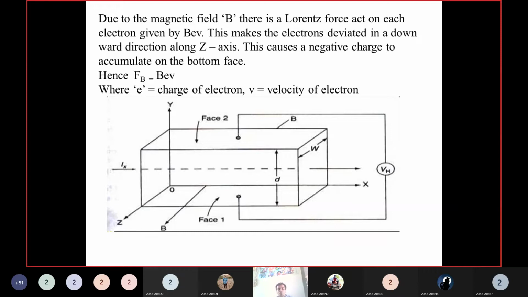And what is the force direction? Now I will explain. Take the left hand and keep four fingers perpendicular to each other. Are my fingers visible or not?